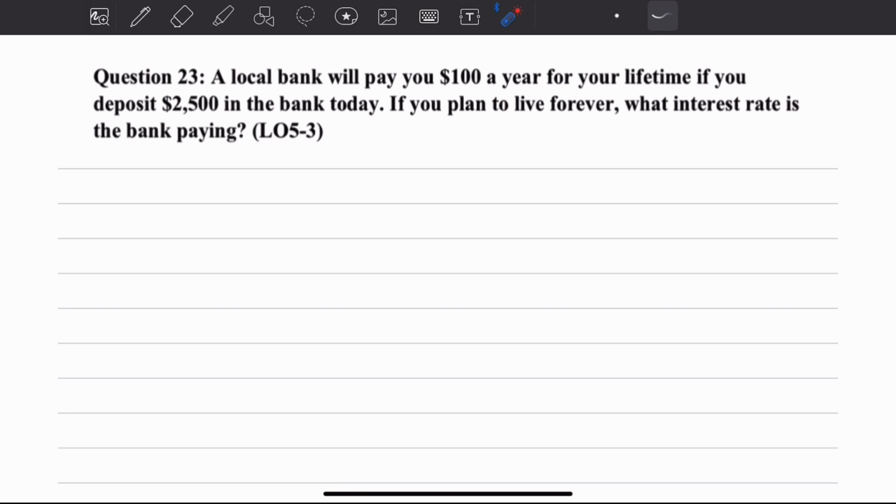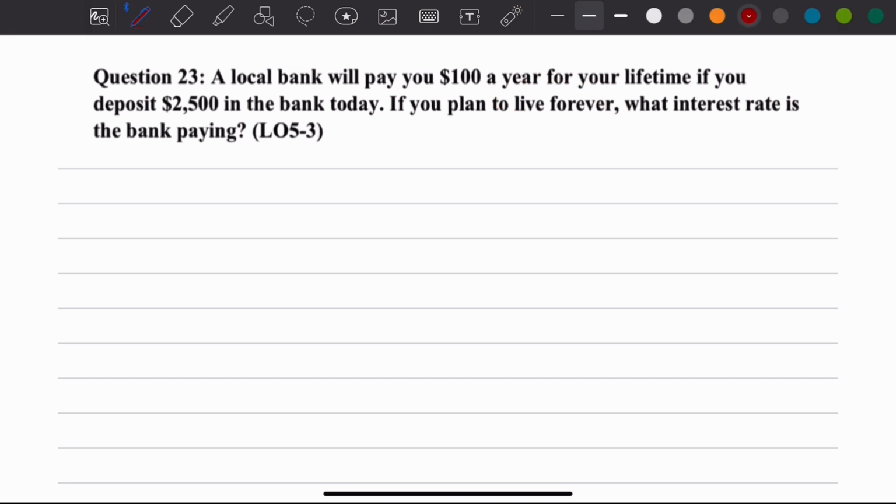In this video we're going to be looking at problem number 23, which says a local bank will pay you $100 a year for your lifetime if you deposit $2,500 in the bank today. If you plan to live forever, what interest rate is the bank paying? Clearly, from the question, what we're looking at here is a perpetuity scenario.